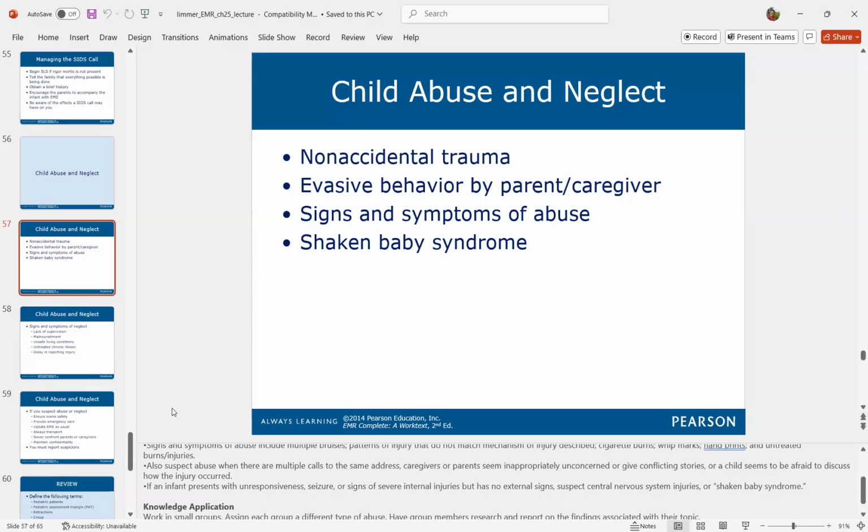If you're getting kind of the willies with it, maybe you should say something when you're done with that call, like pass that on. Children may seem afraid to discuss how the injury occurred because the parents are standing there. If an infant presents with unresponsiveness, a seizure, or signs of severe internal injuries but has no external signs, that's when we suspect central nervous system injuries, which is shaken baby syndrome as well.